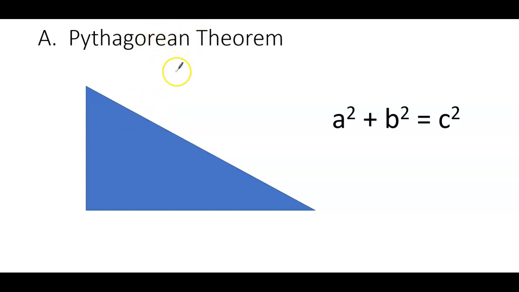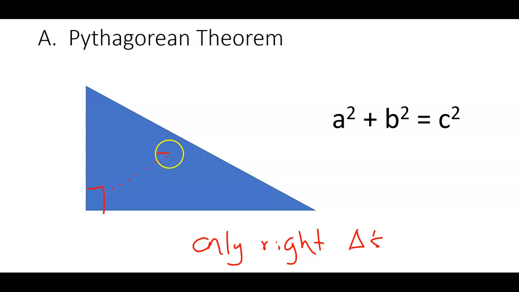So, Pythagorean Theorem. Something you might want to write down is that it only applies to right triangles. A right triangle is, as you know, a triangle with an angle that's 90 degrees. The side across from that is called the hypotenuse. It also happens to be the longest side on a right triangle. I'm going to call this leg A, this leg B, and the hypotenuse C.